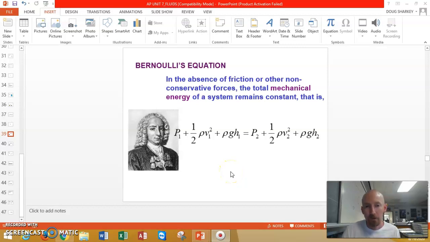Hey guys, I want to make a video on Bernoulli's equation. Bernoulli was a dude who figured out a lot about how fluids flow, what happens when they are flowing past certain objects, and it explains a lot of phenomena, and it's a big deal. So first I want to start off. This is a picture of him right here, and this is the equation.